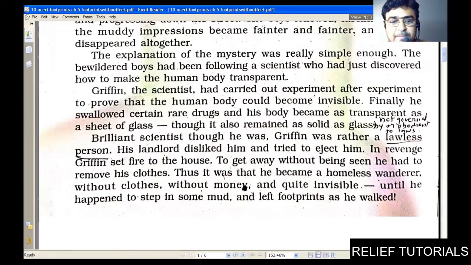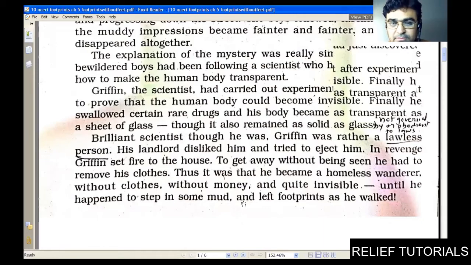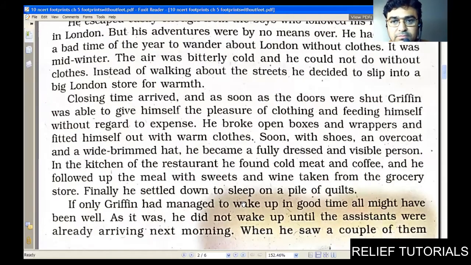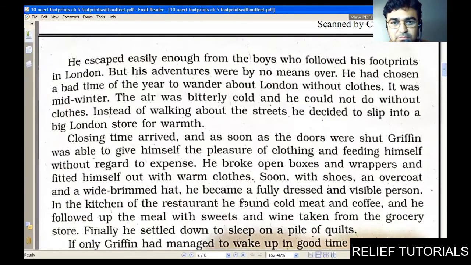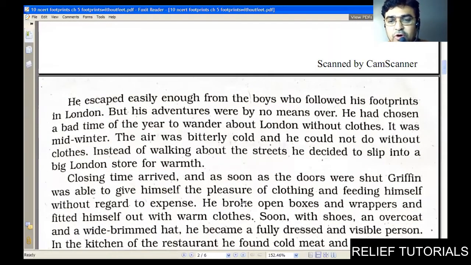Until he happened to step in mud, he was invisible, but the moment he stepped in some mud, his footprints had been left, and he was spotted by these two boys, and left footprints as he walked, and that justifies our title. He escaped easily enough from the boys who followed his footprints in London, but his adventures were by no means over. Here it was not his last adventure or misadventure.